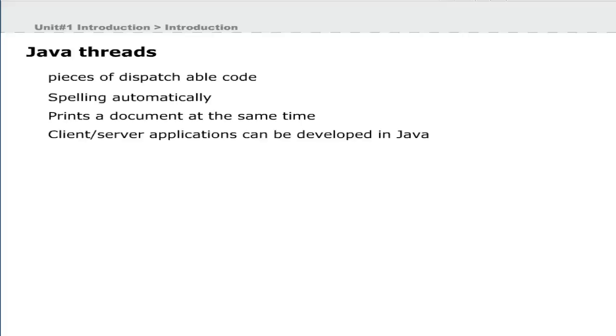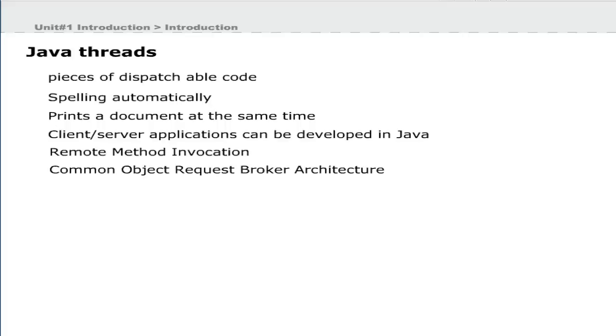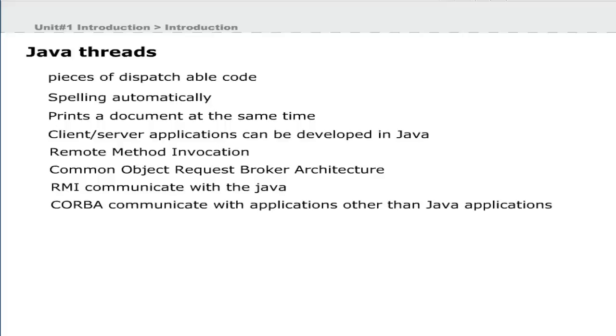Client-server applications can be developed in Java. The Java 2 application program interface has features of remote method invocation and common object request broker architecture. RMI allows a Java object to communicate with a Java object running on another machine. CORBA allows Java to communicate with applications other than Java applications. Java APIs are also used for window programming.